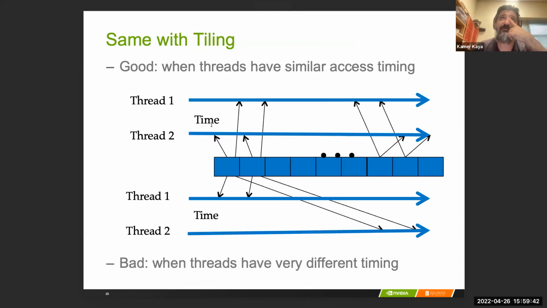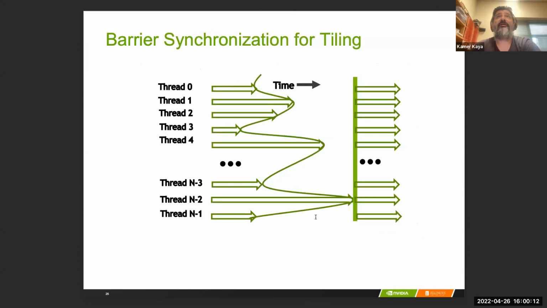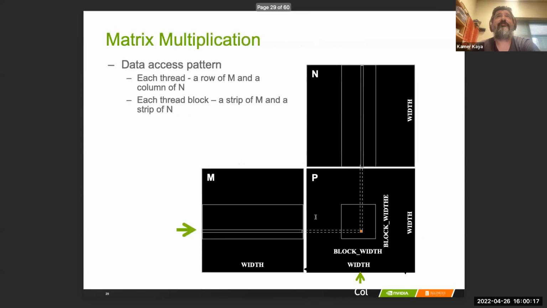So here, for instance, thread 1 and thread 2 access the same elements, right? Here and here. This is the good one because they access the same elements within close intervals. But here, for instance, thread 1 accesses this element here, thread 2 accesses the same element here. So that's not good for shared memory, in fact. Okay. So let's see some code, and it will be more enlightening, I believe.